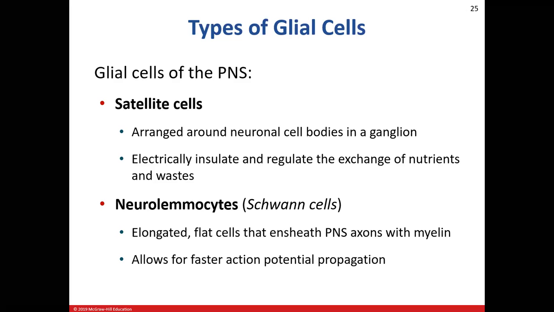Our second type of glial cell is a neurolemmocyte, or what we call a Schwann cell. Our Schwann cells are elongated flat cells that ensheath or enclose our PNS axons with myelin. And by myelinating these axons, it allows for faster action potential propagation and allows us to send that signal down those axons and from cell to cell at a higher rate of speed.